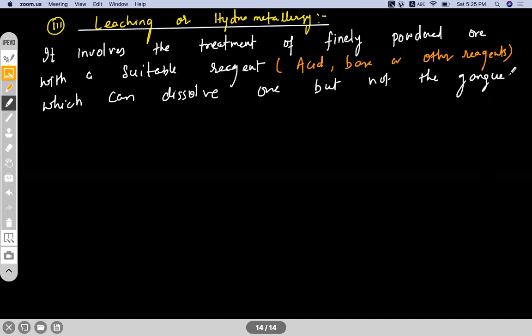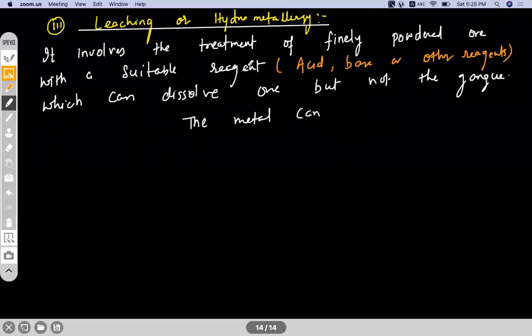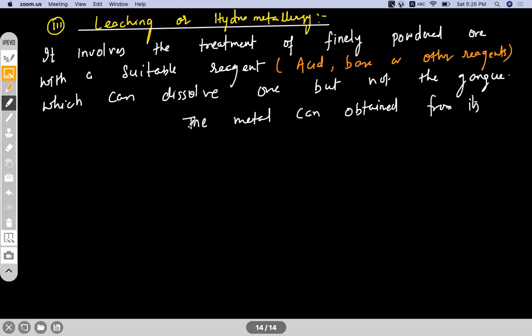Okay, write down the metal. The metal can be obtained after this. When we dissolve with this reagent, we'll get the salt of the metal, from which it can be obtained by different methods like electrolysis and other things, right? The metal can be obtained from its salt by electrolysis.